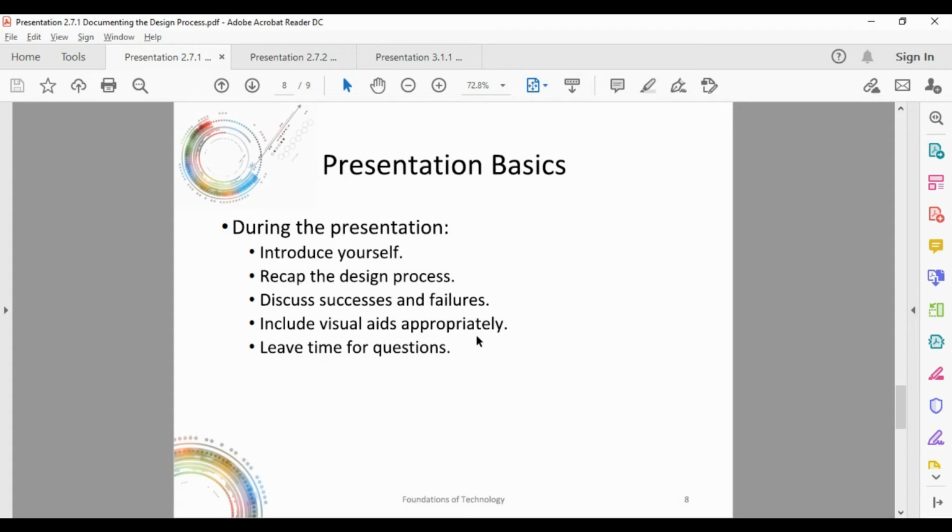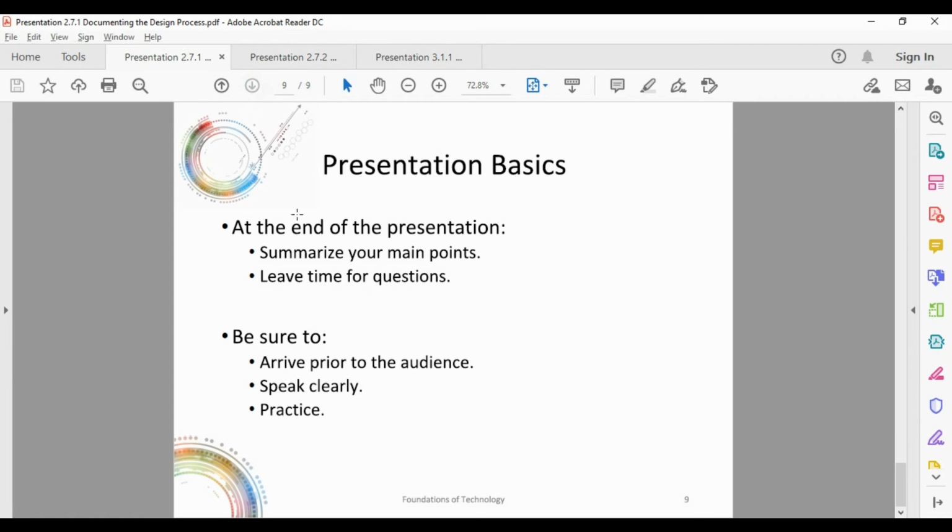Include visual aids appropriately. Don't overwhelm people with visual aids, because in a presentation, you are the star, not the visual aids. So you want people looking at you. And then leave time for questions. Don't run it up until the very last moment where nobody wants to ask any questions. Always leave time for questions. At the end of the presentation, summarize your main point or points. Leave time for questions. If it is something where there is a required time amount, always leave filler. Always leave something that you can talk about if you have to fill time in case nobody has questions. But if you do your presentation correctly, there should always be questions.